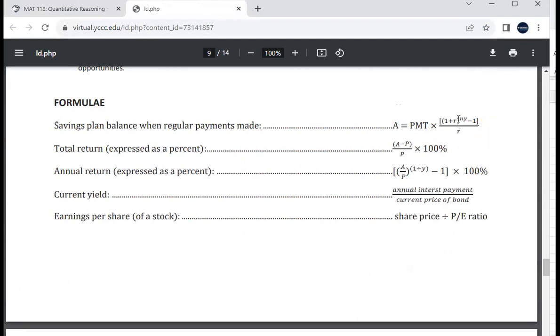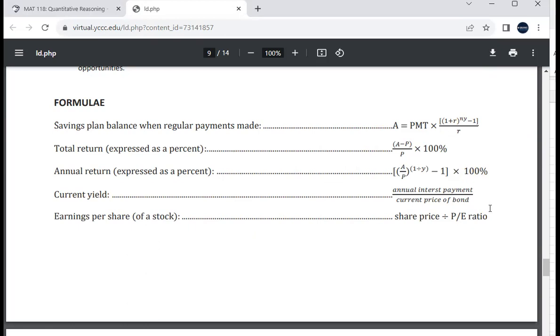We have to do 1 plus the periodic rate, to the power of the number of periods per year times the years, minus 1, and the whole thing divided by the periodic rate again. So you can certainly do this on virtually any calculator. I do not recommend using a cell phone. You can do it if you know how to use parentheses in the proper place.